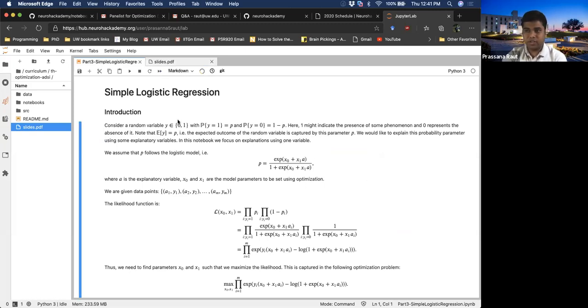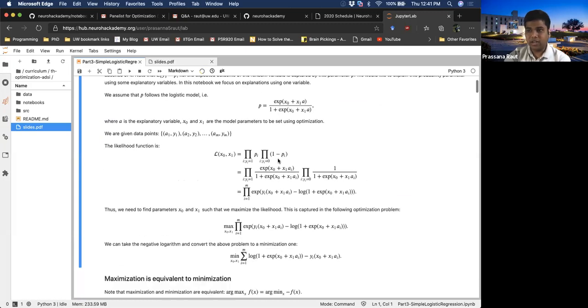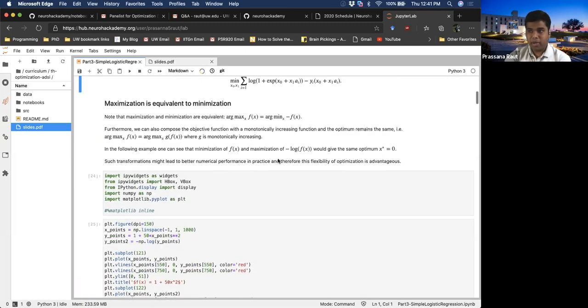So this is notebook 3, and here are some of the derivations and explanations from the slides for logistic regression. Let me begin by explaining the conversion of maximization problems to minimization problems, which we have been doing throughout this lecture. It is not hard to prove that when we compose the objective with a monotonically increasing function, the optimum point remains the same. And if we negate the function, the minimum becomes the maximum and vice versa.